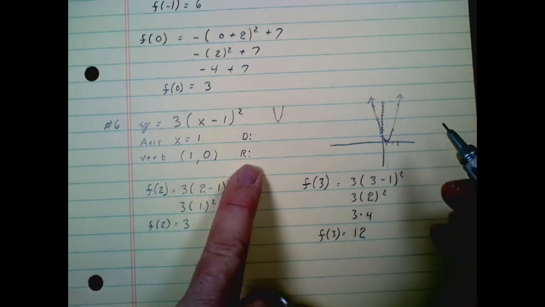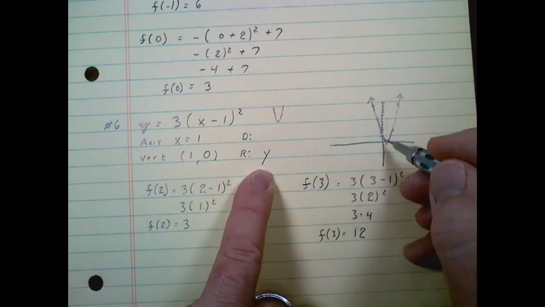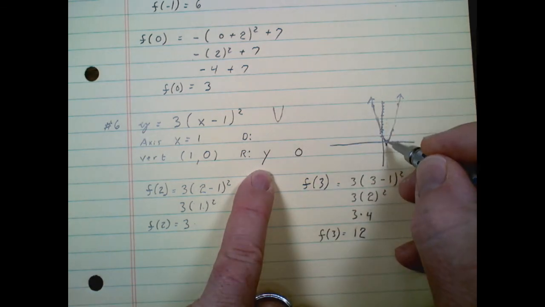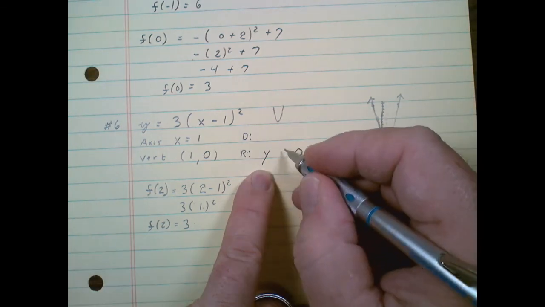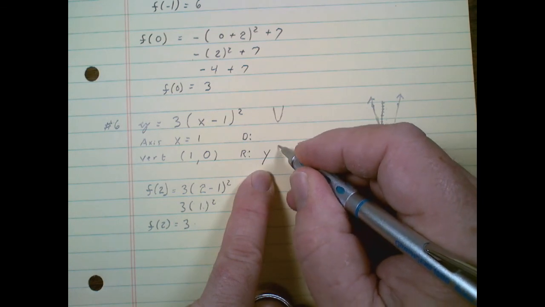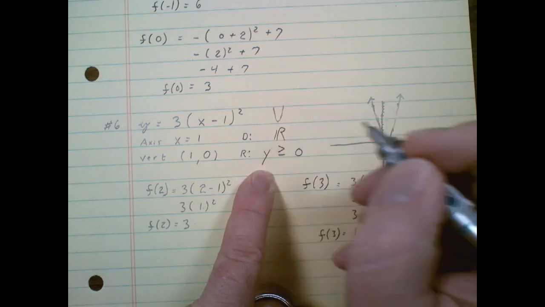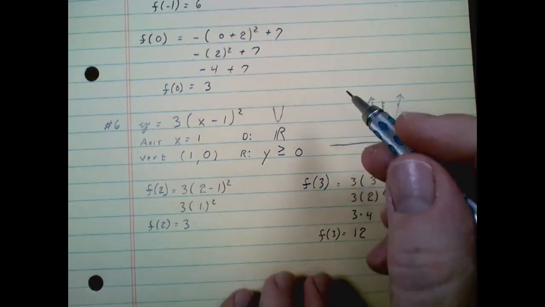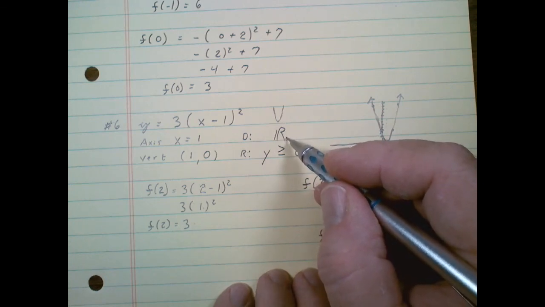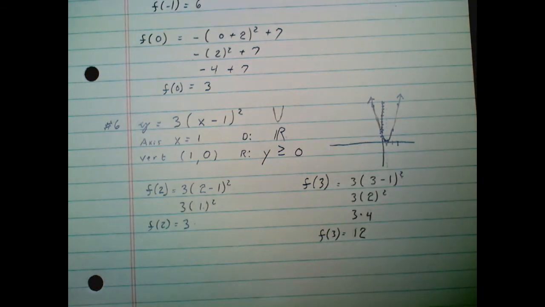Okay, so what's the domain and what's the range? Range is the y's, alright, so that's y. What's the lowest point? 0. It's going up from that, right? So my graph is greater than 0. So y is greater than or equal to 0. And the domain, of course, is all real numbers. Some students ask, will these always be all real numbers for a parabola for the domain? And the answer is yes, if it's not a piecewise function.